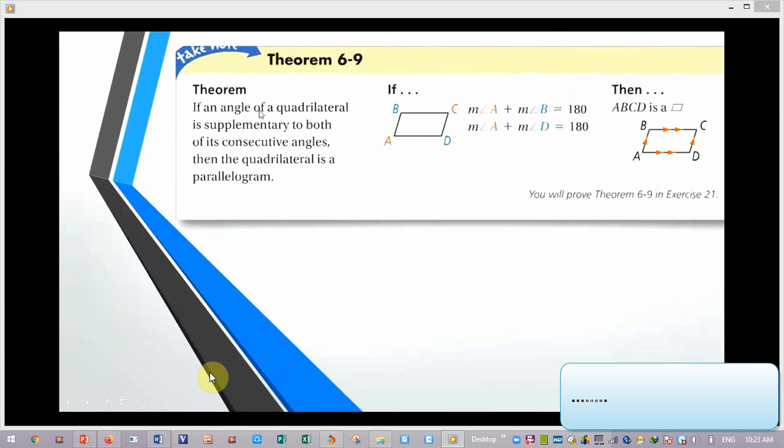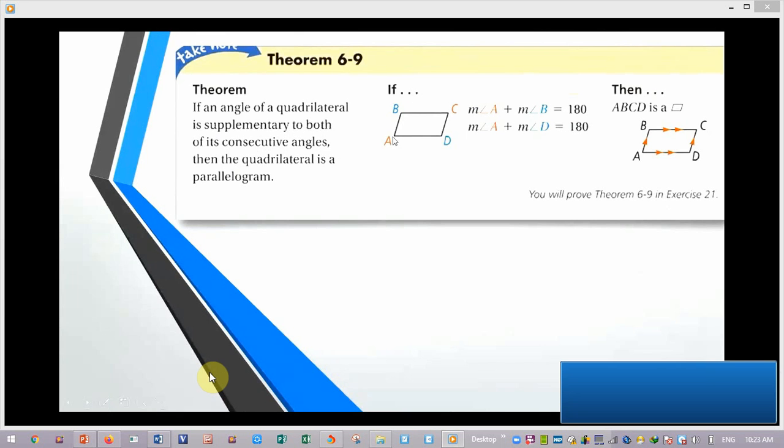if an angle of a quadrilateral is supplementary to both of its consecutive angles. For example, angle A is supplementary with its 2 consecutive angles, B and D. Angle A and B are supplementary, their sum is 180, and also angle A and angle D, their sum is 180. If this is satisfied, then this shape is called a parallelogram.